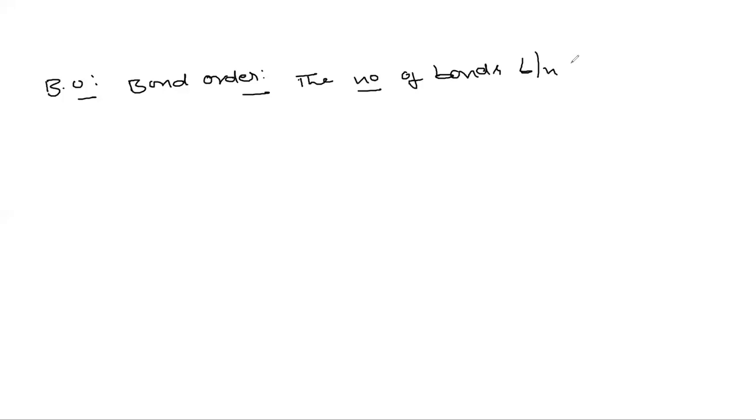Good morning, everyone. Now we'll see a few methods to calculate bond order. BO. So BO is nothing but bond order. The bond order can be defined as the number of bonds between the atoms in a molecule.